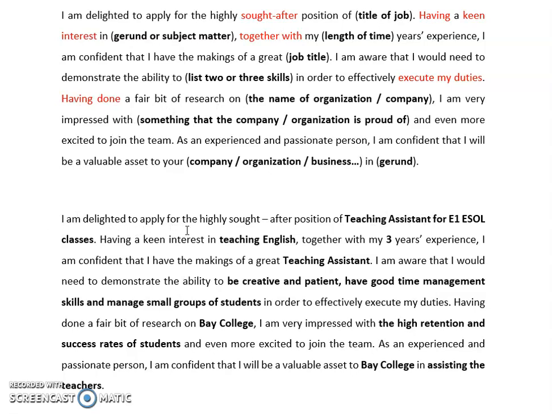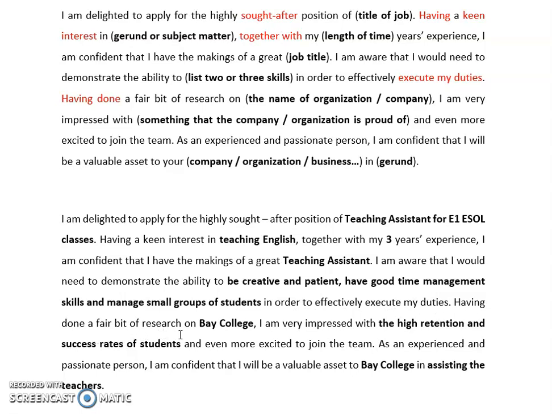I am delighted to apply for the highly sought after position of teaching assistant for Entry 1 ESOL classes. Having a keen interest in teaching English, together with my 3 years experience, I am confident that I have the makings of a great teaching assistant. I am aware that I would need to demonstrate the ability to be creative and patient, have good time management skills, and manage small groups of students, these are my skills, in order to effectively execute my duties.